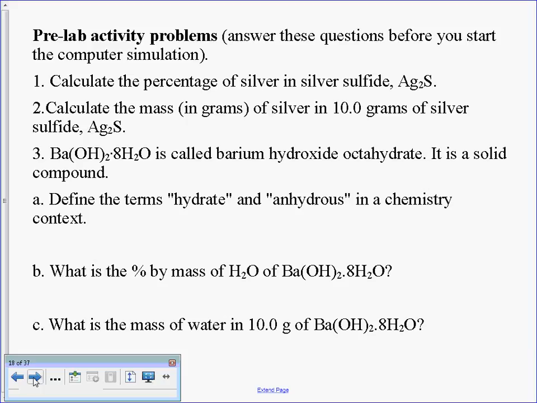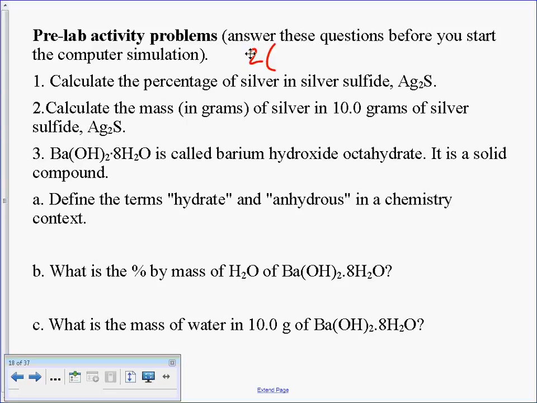All right, so tell me how you guys got number 1. Calculate percent of silver and silver sulfide. Tell me how you did it. Come on, let people kind of come back to your seat. Tell me how you set up number 1.